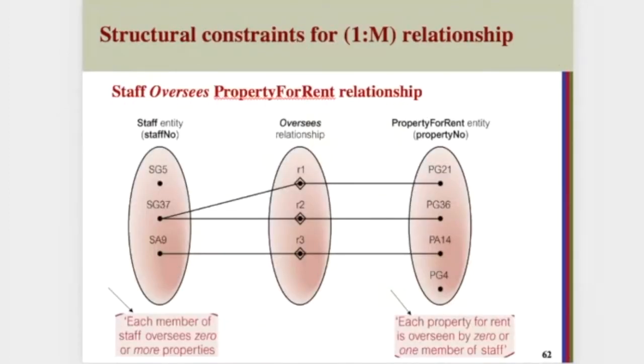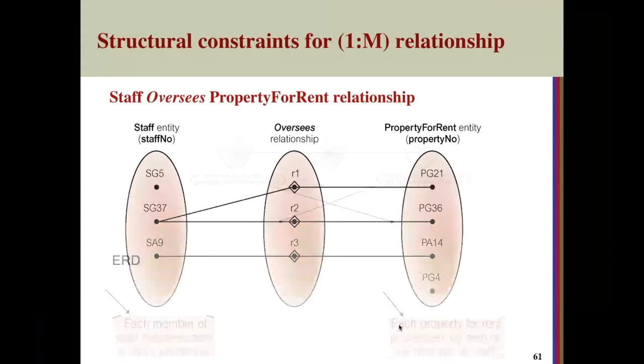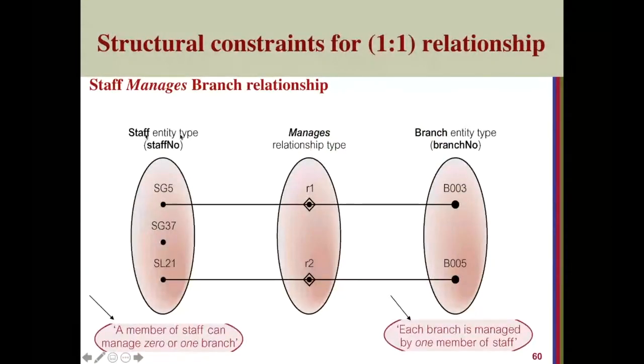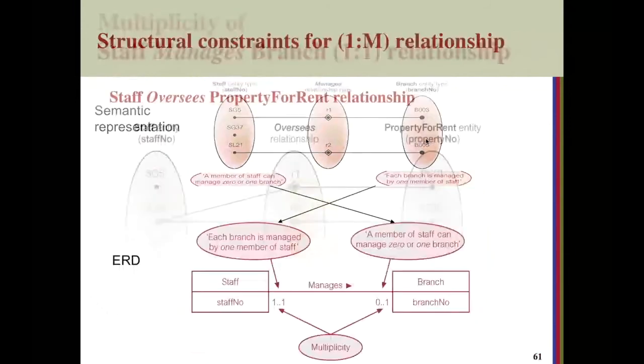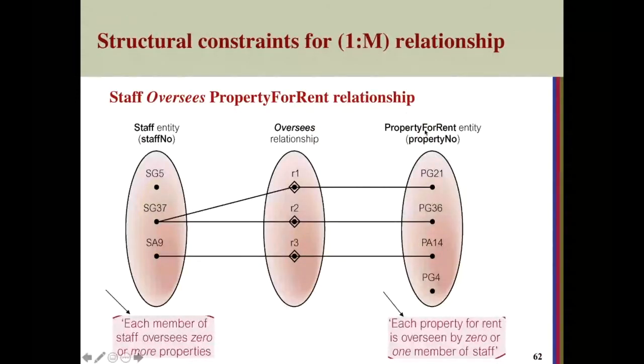Second example. We just saw the first example, staff and branch. Now we are going to see the second example, which is our staff and property for rent. This is the semantic representation, entity staff, entity property for rent. We have to write two relationships, one from left to right, from staff to property for rent, and from property for rent to staff.